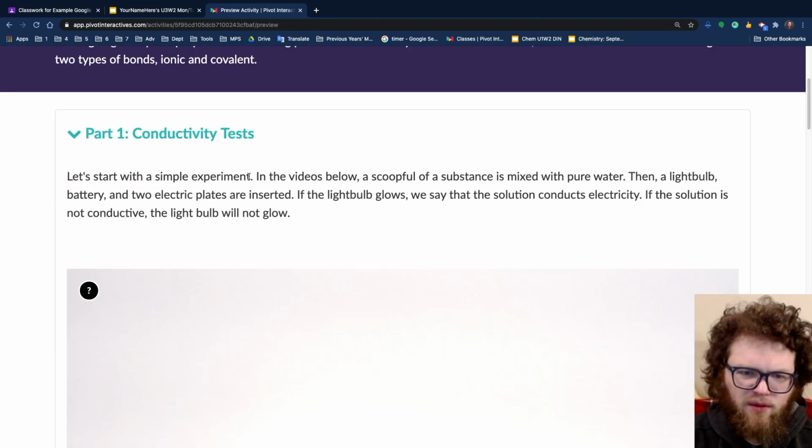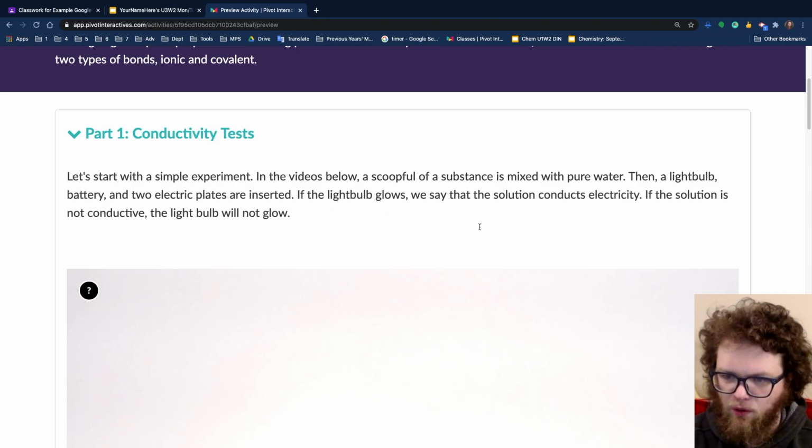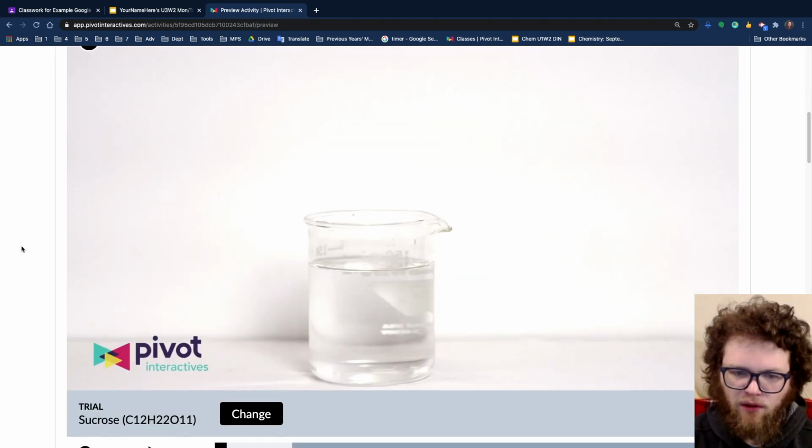Let's start with a simple experiment. In the videos below, a scoopful of substance is mixed with pure water. Then a light bulb battery and 2 electric plates are inserted. If the light bulb glows, we say the solution conducts electricity. If the solution is not conductive, the light bulb will not glow.